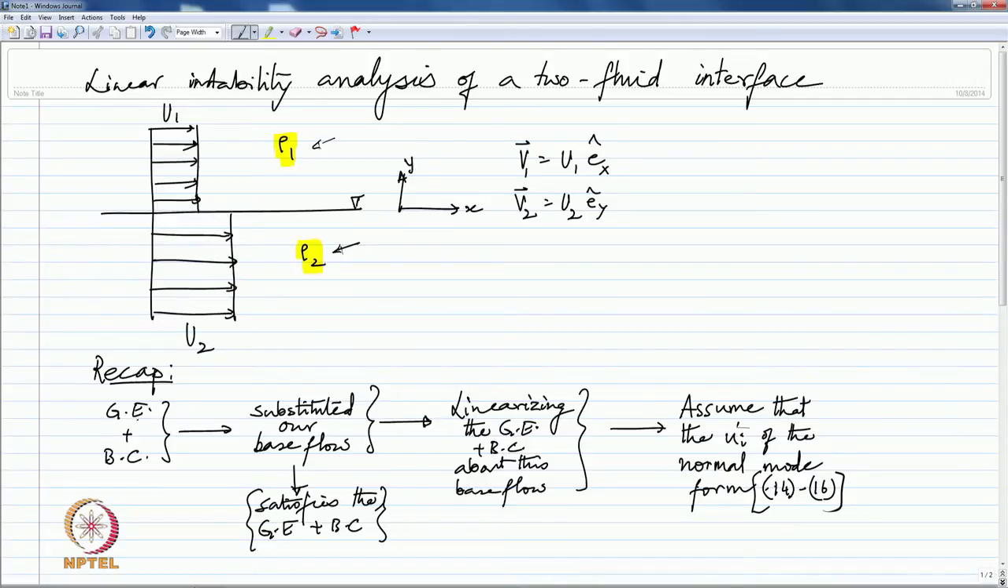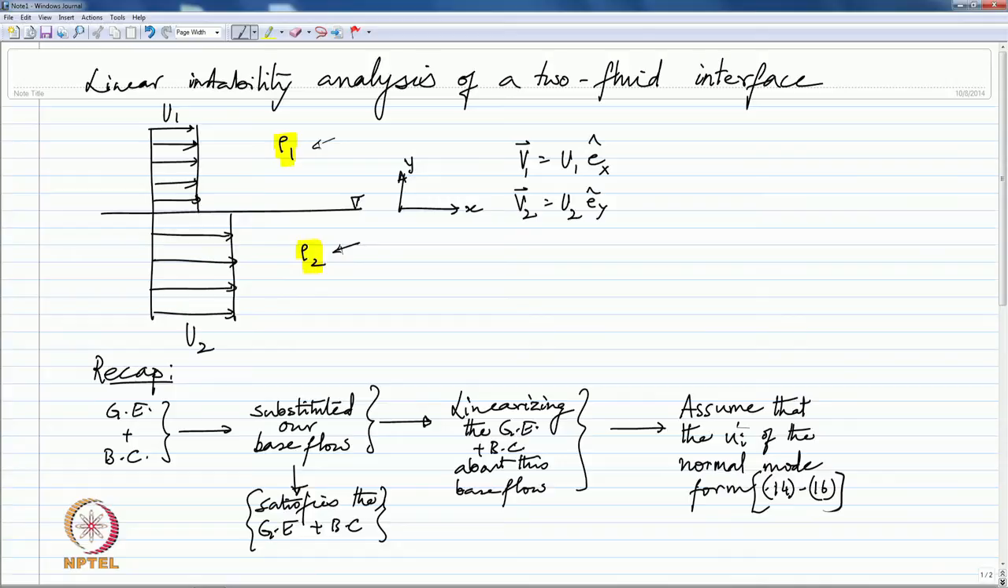We started with our basic governing equations and boundary conditions, and we quickly substituted this base flow given by rho 1, rho 2, u1, u2 into the governing equations plus the boundary conditions to check that it satisfies the equations, as it does. Then we introduce a small perturbation to this base flow field, denoted by the primed quantities ui prime, vi prime, pi prime, etc.